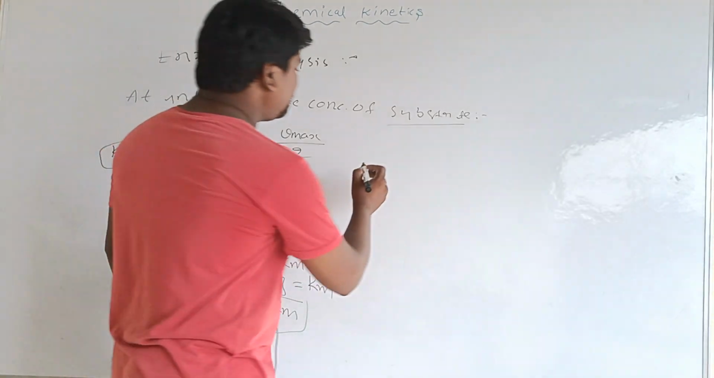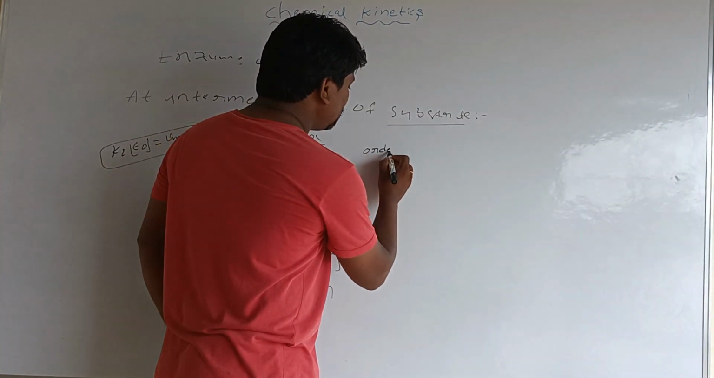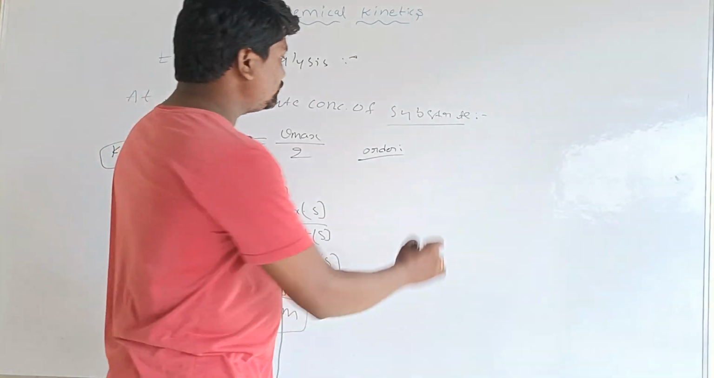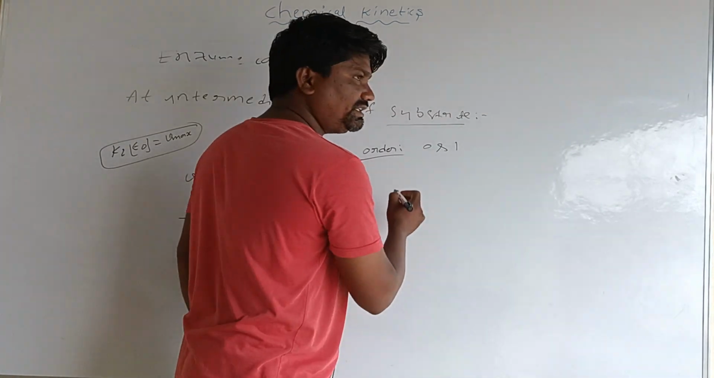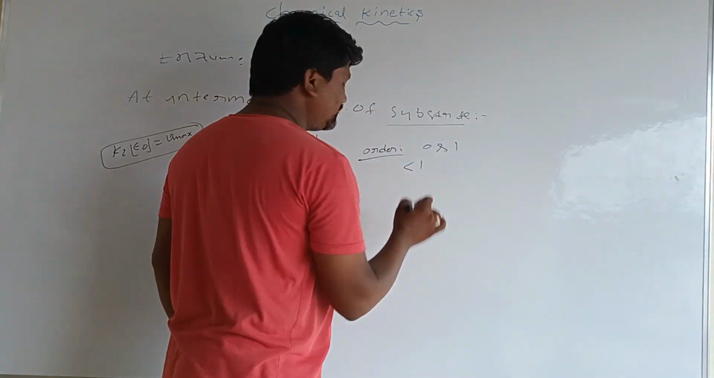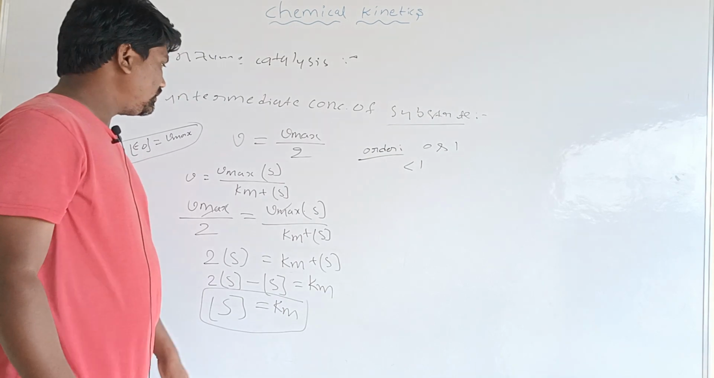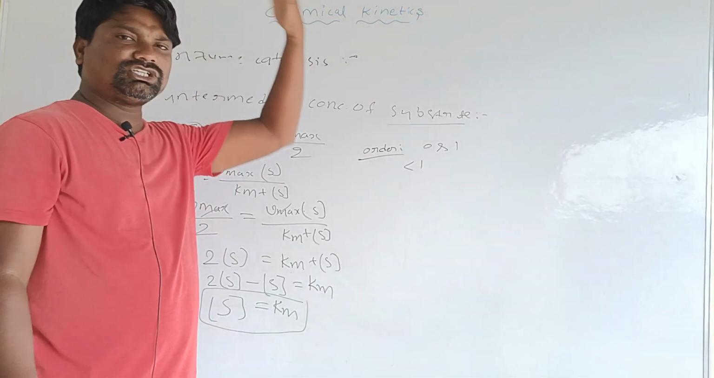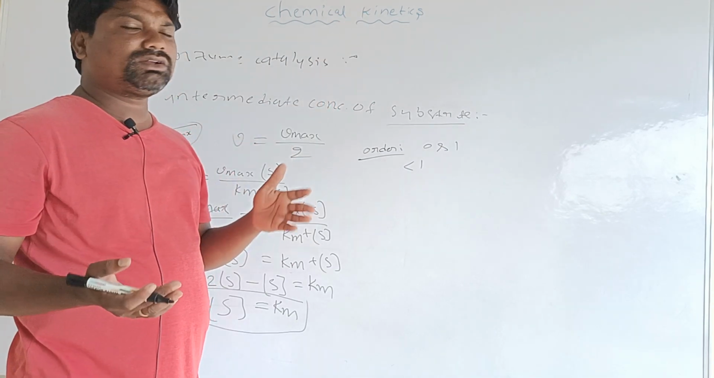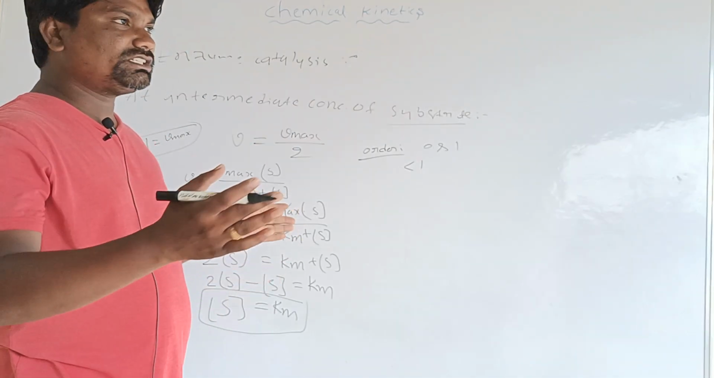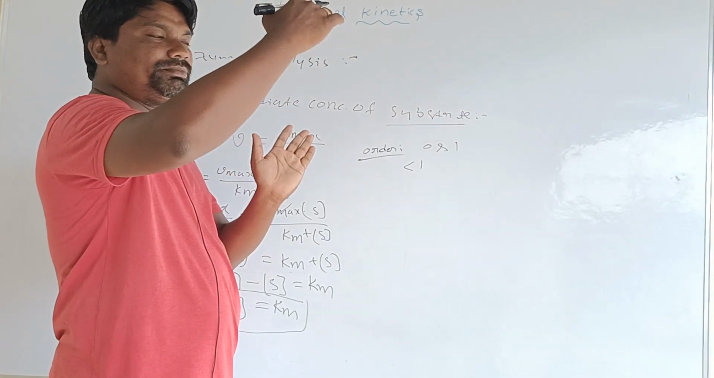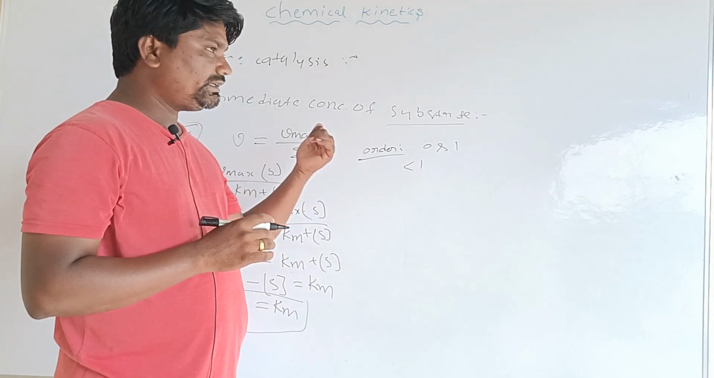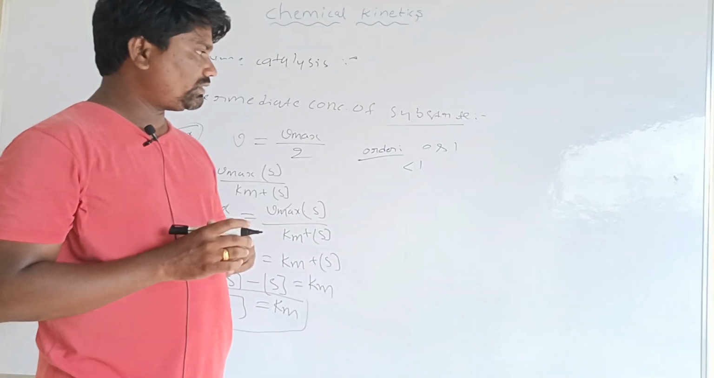Okay. The order is in between 0 and 1. Order of the reaction is what? 0 and 1. In between 0 and 1 means less than 1. Okay. Intermediate concentration means at high concentration 0 order, at low concentration first order, at intermediate concentration means in between high and low, less than 1. The order of the reaction is less than 1. Okay.